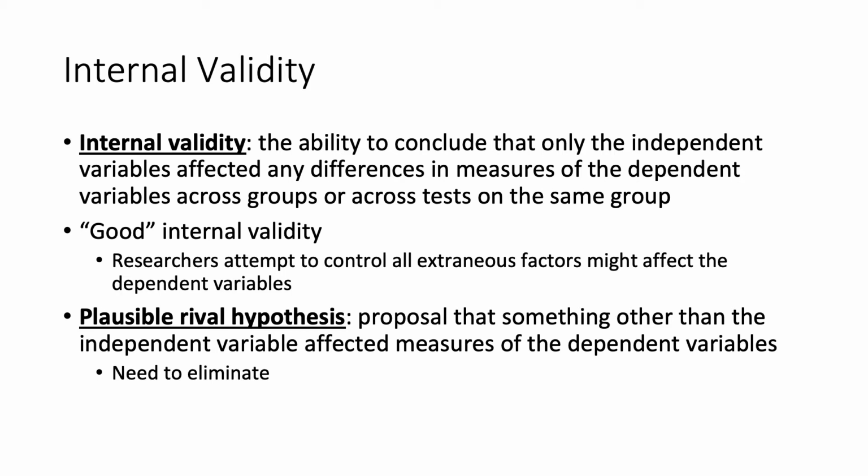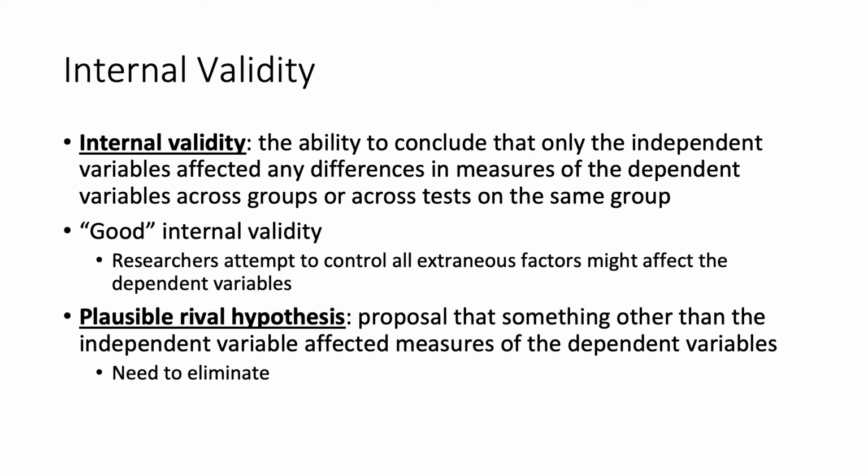So to have good internal validity, the researchers attempt to control all extraneous factors that might affect the dependent variables. There is a possibility that the dependent variables have been affected by a factor other than the independent variable for your research study. And this is a plausible rival hypothesis, a proposal that something other than the independent variable affected measures of the dependent variables. And for this, we need to try and eliminate it.